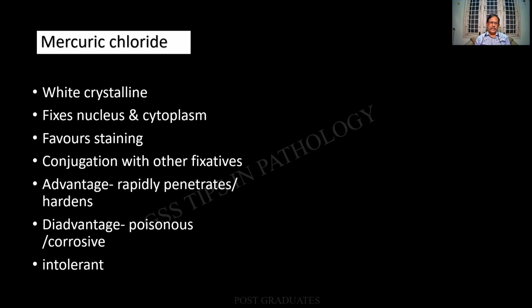Mercuric chloride, another fixative, and these are the natures of the fixative. It conjugates with other fixatives, rapidly penetrates. Disadvantage, of course, mercury is poisonous. That is why even in a manometer nowadays, we are having no mercury.